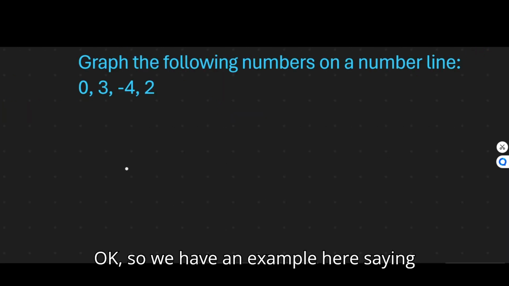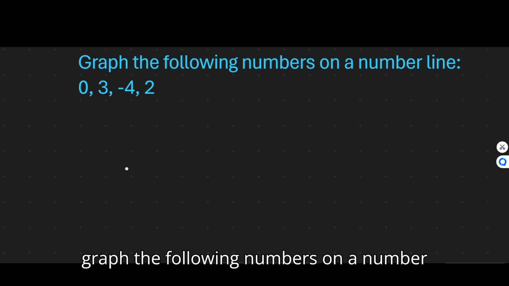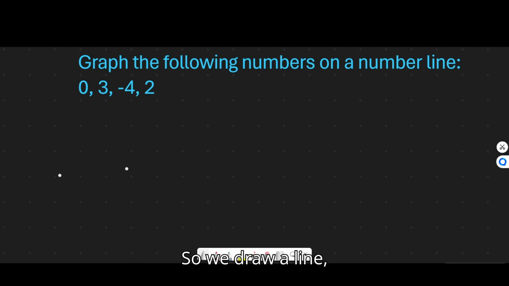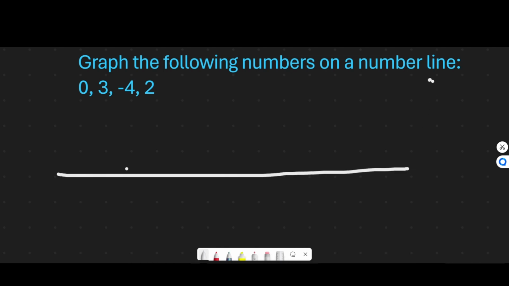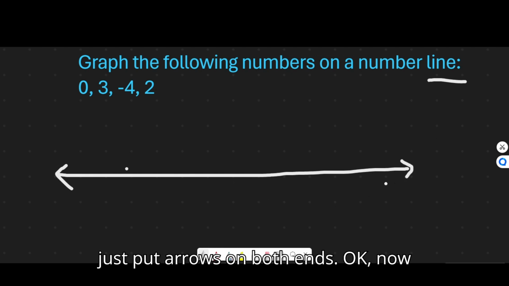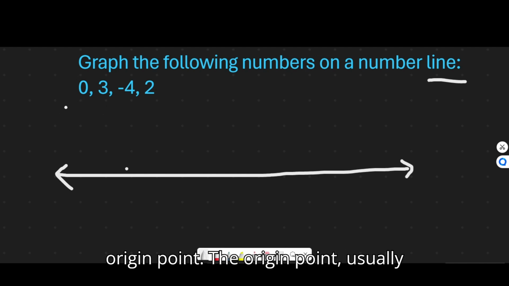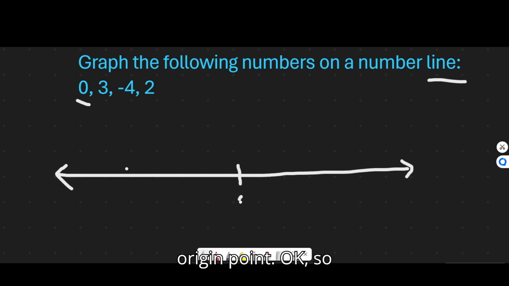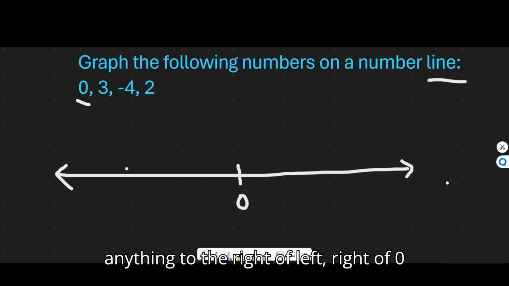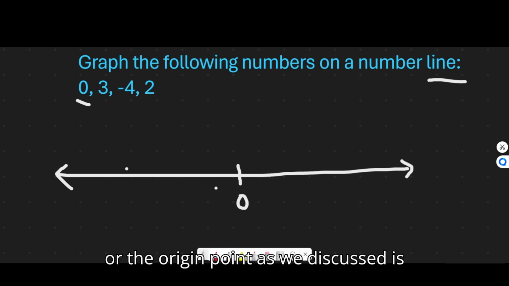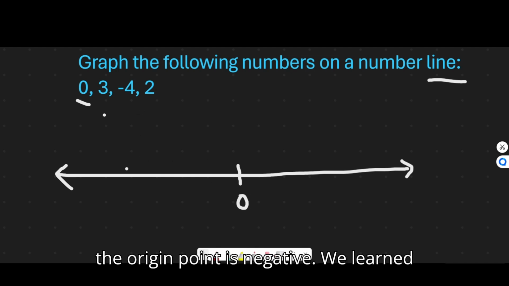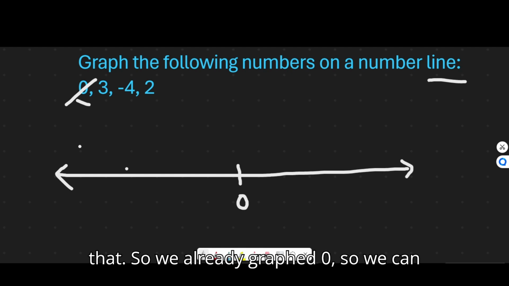Okay, so we have an example here saying graph the following numbers on a number line. So first, how do we draw a number line? We draw a line and just put arrows on both ends. Now we have to identify the origin point. The origin point, usually 0, is going to be here. Anything to the right of 0 is positive. Anything to the left of 0 is negative. We learned that. So we already graphed 0, so we can take that out.